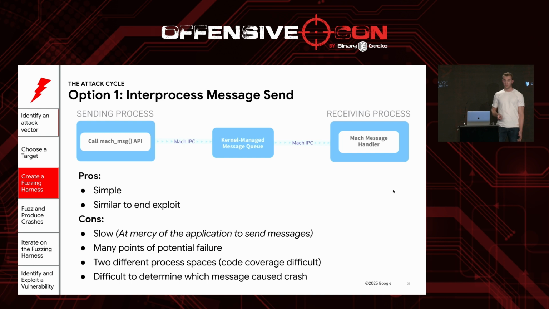But the cons are that it's very slow because you're at the mercy of the application to send messages or of the kernel to process them. There are also many points of potential failure along the way. And most importantly, I think you're dealing with two different process spaces. So getting code coverage and understanding how much of the target you're actually exploring becomes very difficult. It's also difficult to determine which message actually caused a crash.